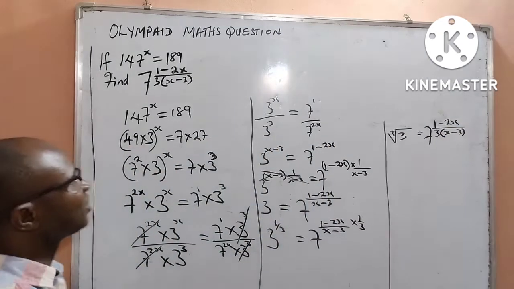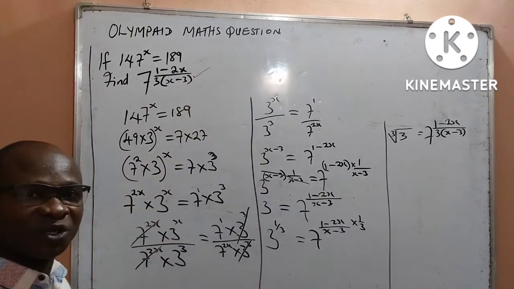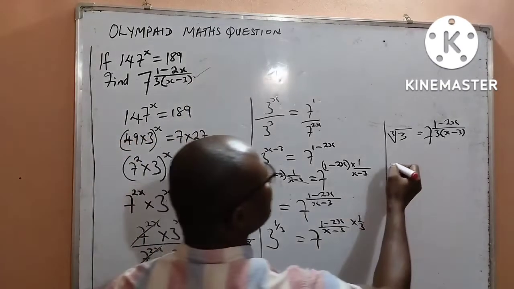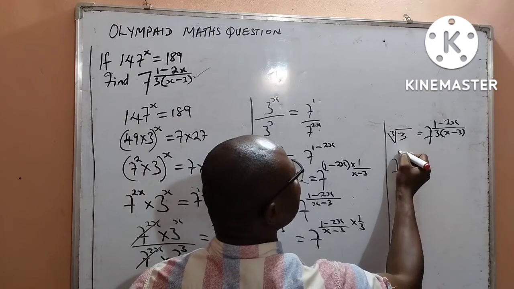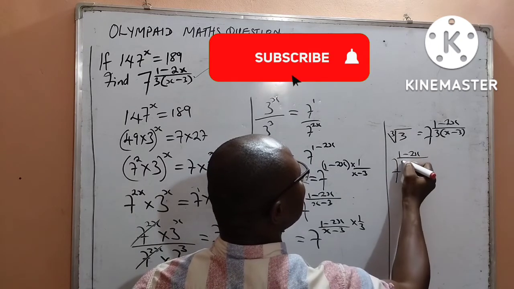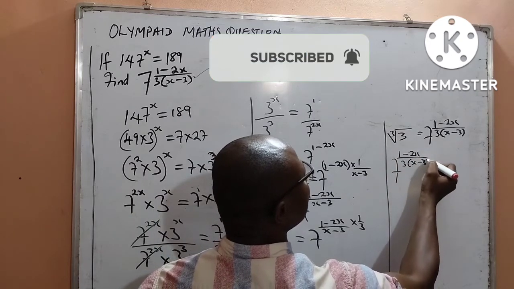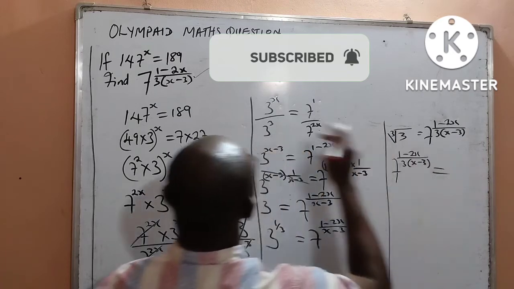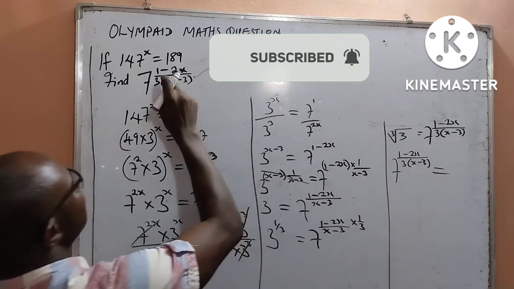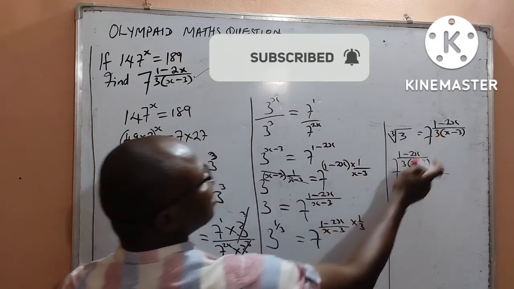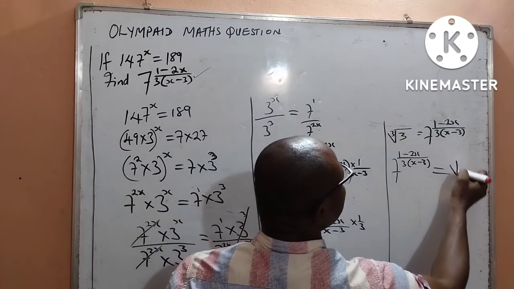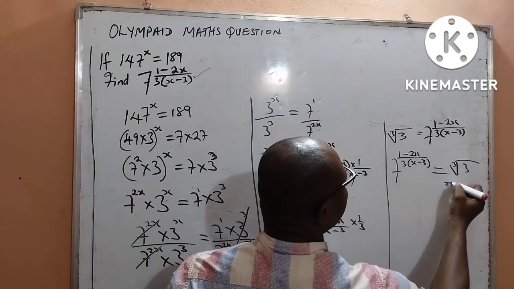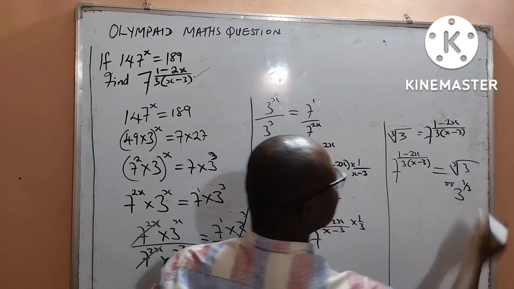If you look at it now, you see that we have gotten exactly what we are asked to find. We can now conclude that 7 raised to the power 1 minus 2x all over 3 into x minus 3 is equal to what we got here. Look at this, it's exactly this. Therefore, it is equal to cube root of 3 or 3 raised to the power 1 over 3.